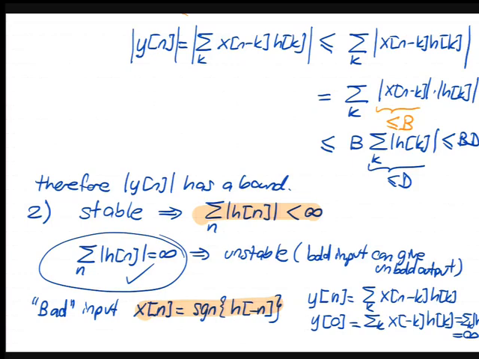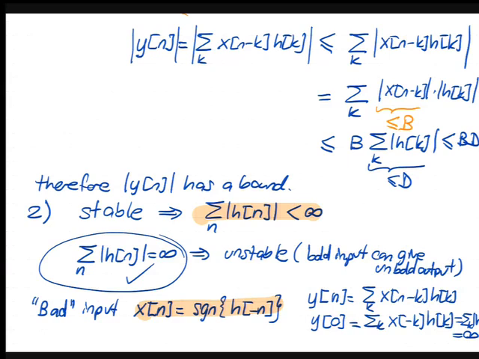Is x itself bounded? Yes? No? Because it's the sign, right? Sign is either positive 1 or negative 1 or 0, right? So it has to be bounded. So by construction, you can create an input that's bounded that gives us an unbounded output, therefore showing us instability. Okay, so that's two sides of the proof. It's in the notes. You can quietly go over it on your own and come back and ask me questions if you have any questions.